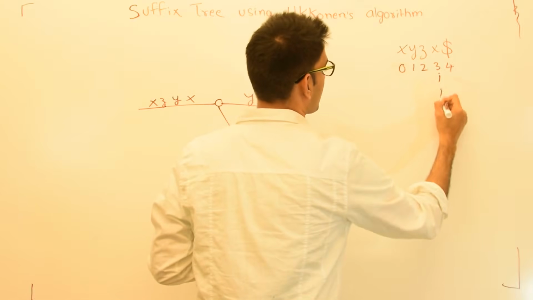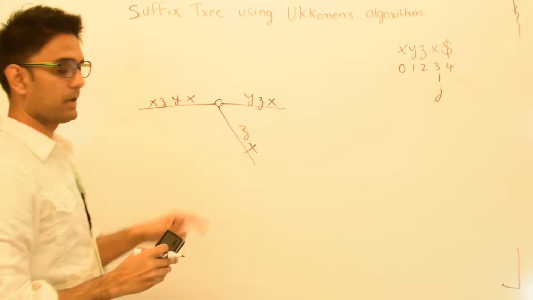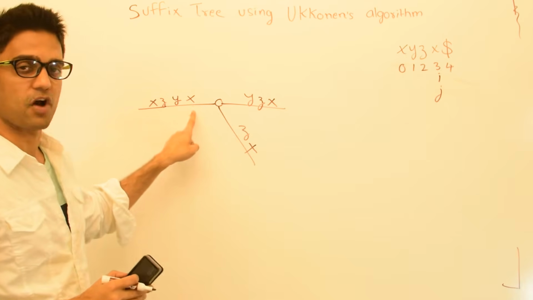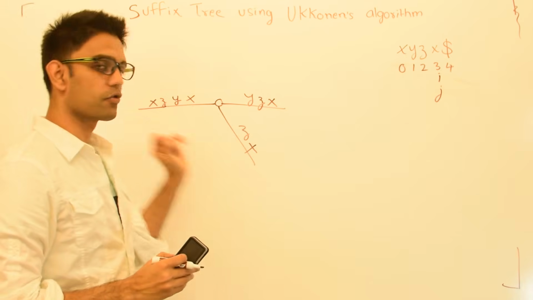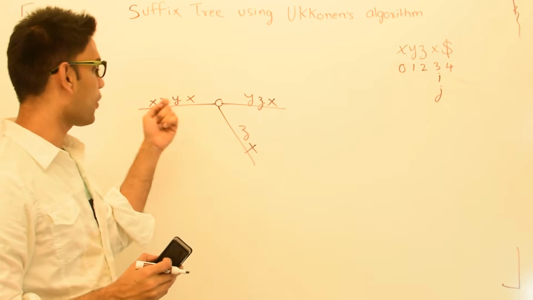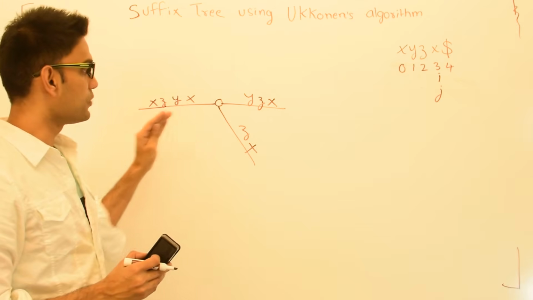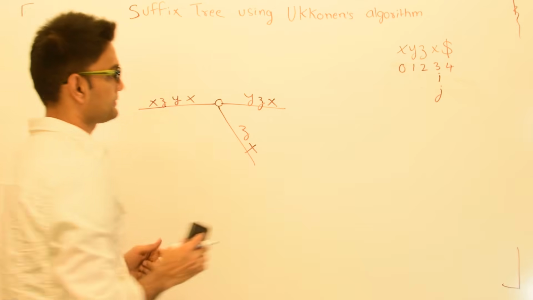And finally we check is there a path with label x? There is a path with label x, so we stop and do nothing. So this is a rule 3 extension. If the path already exists, then do nothing. So this is a rule 3 extension.